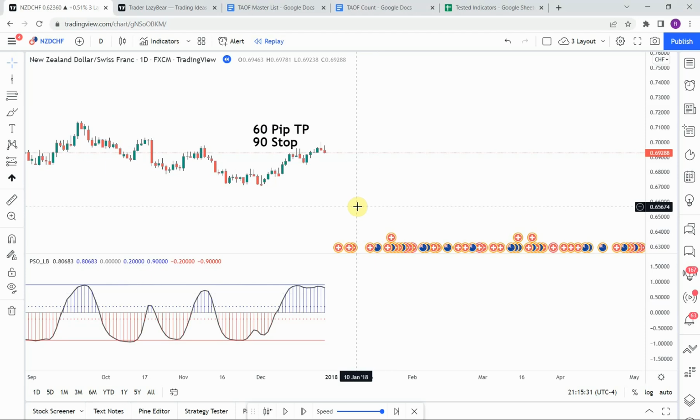Today we will be testing the premium stochastic oscillator.